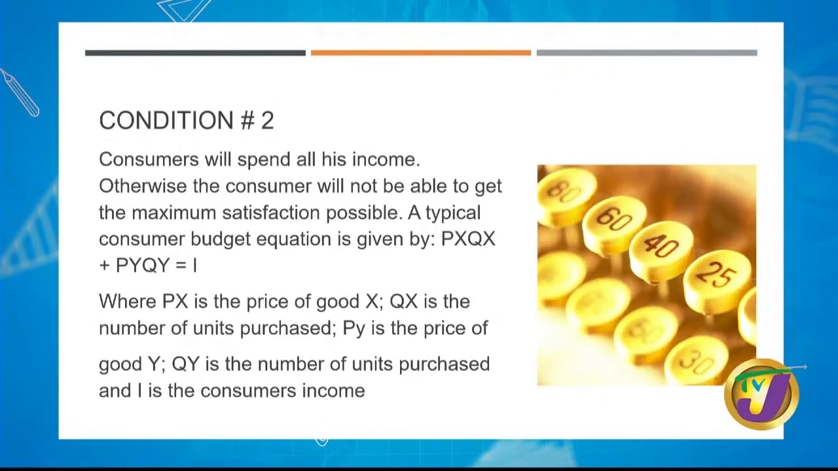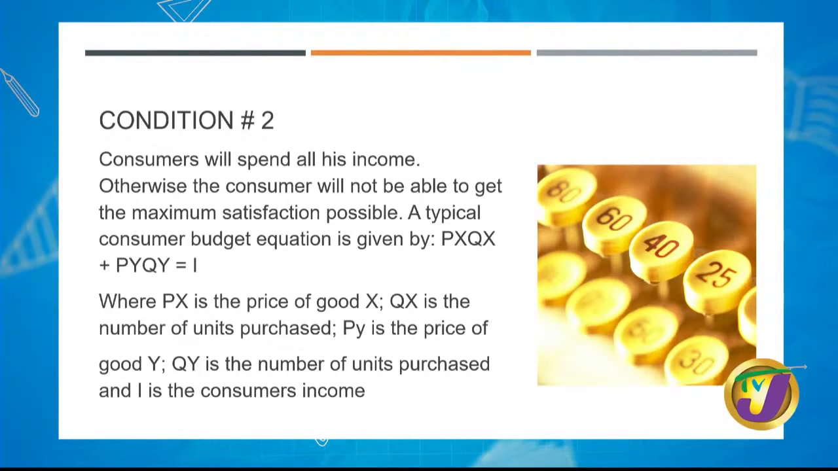Now, there is another condition for utility maximization, and this is that the consumer must spend all of their income. This means that the price times quantity of one good plus the price times the quantity of the other good should be equal to I, or income.